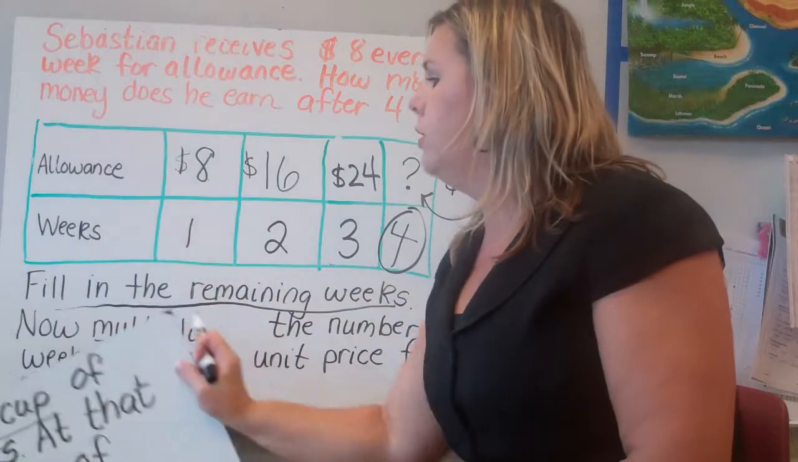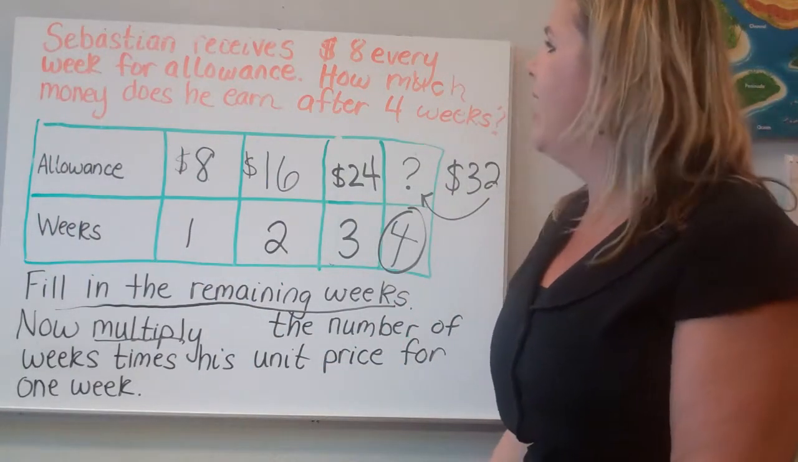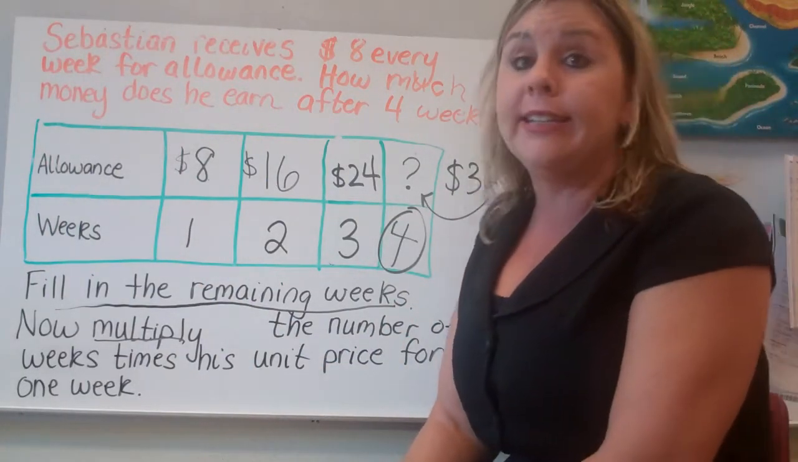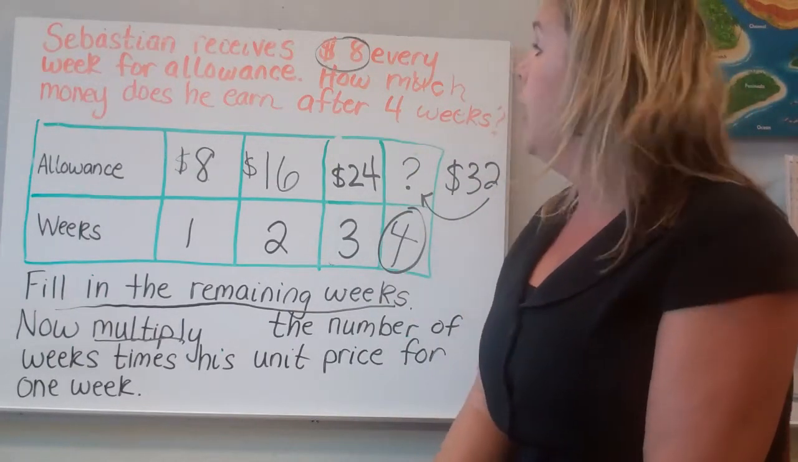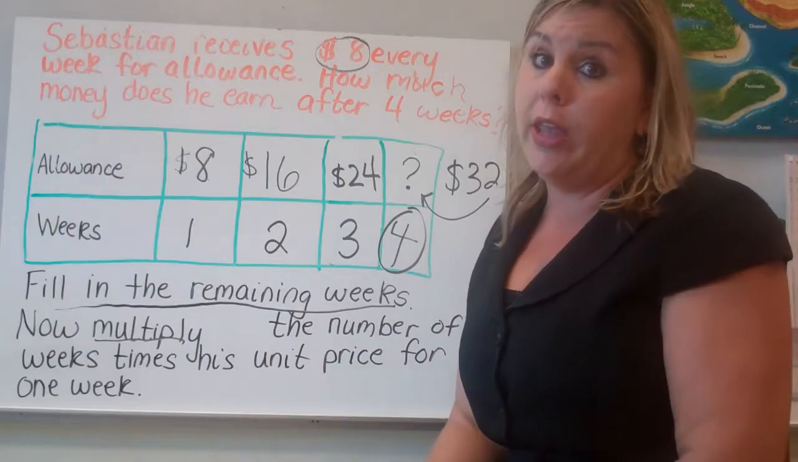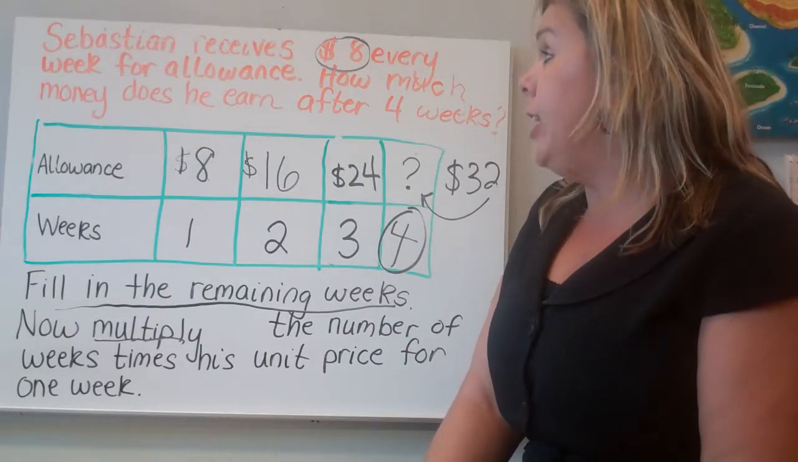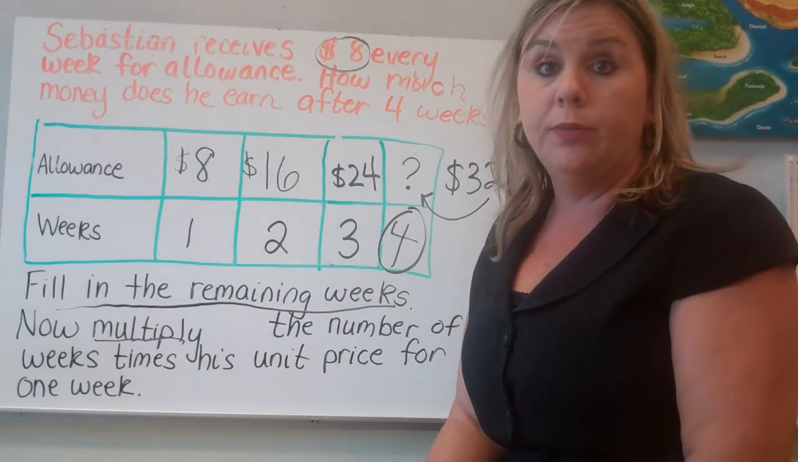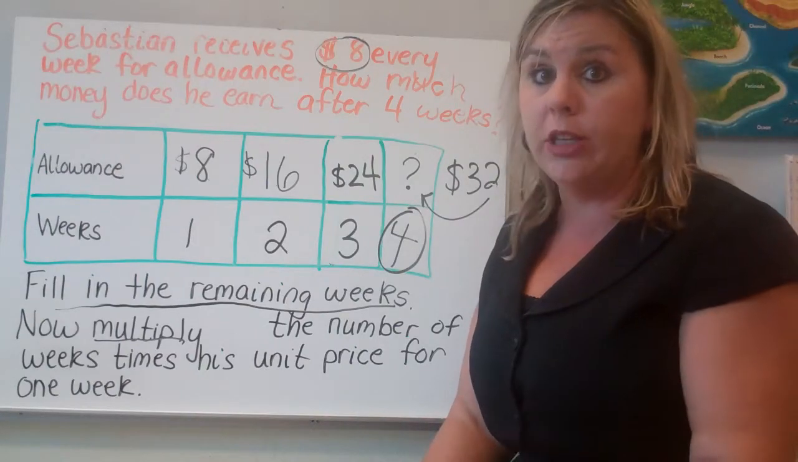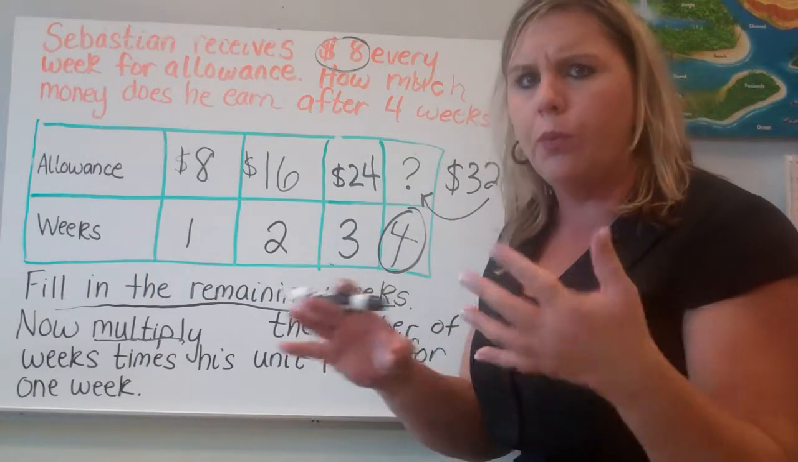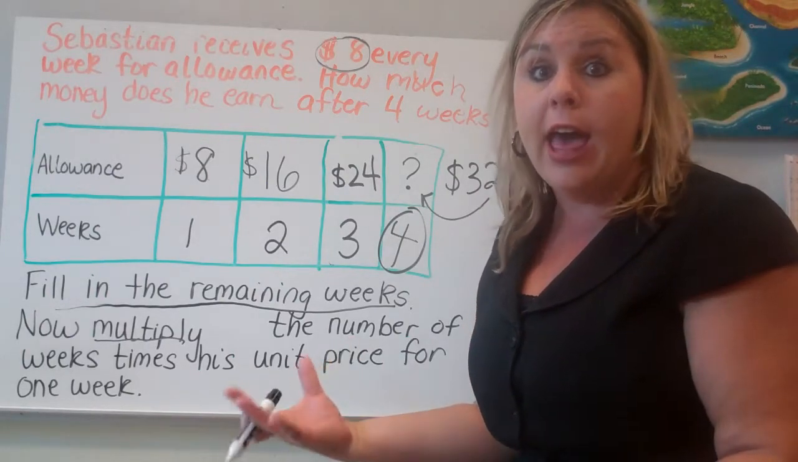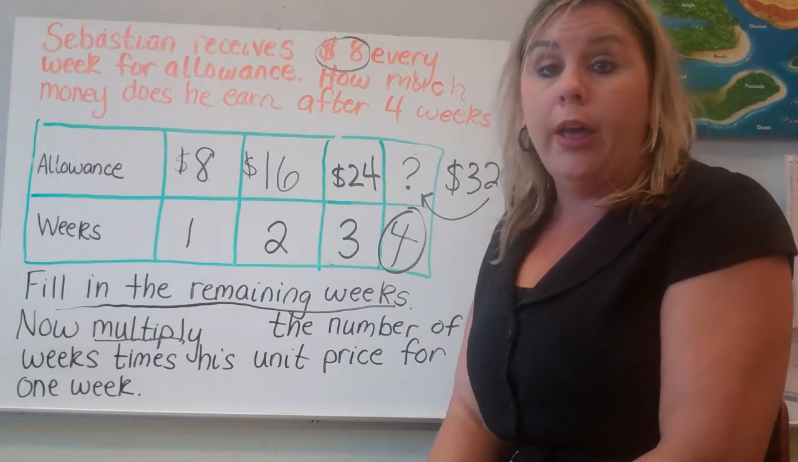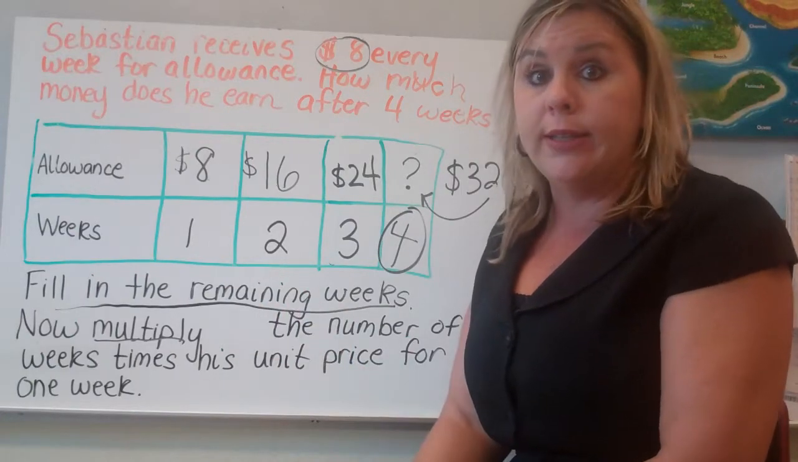Now, let's talk about Sebastian's allowance. Sebastian receives $8 every week for allowance. Now, we want to know then, how much does he earn after 4 weeks? Maybe he's trying to save up for something special, and he would like to know approximately how much money he would have to see if he could buy whatever he wants to get.